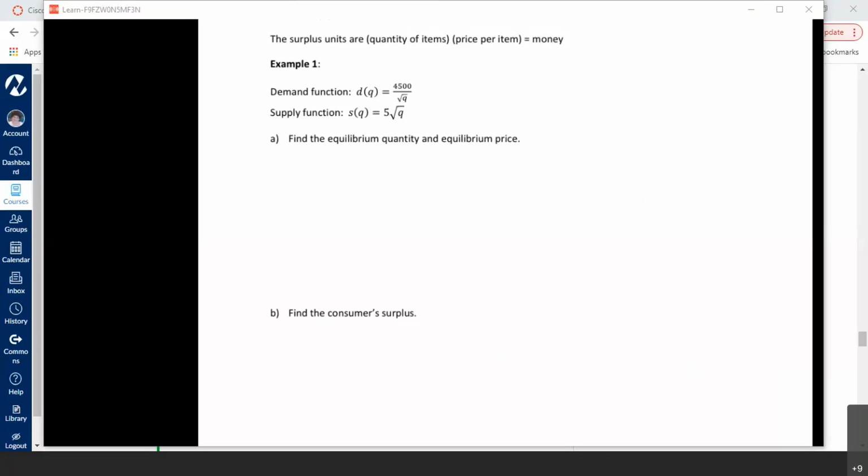In order to get equilibrium price, all you have to do is pick either the supply equation or the demand equation and put in your Q value. Okay, so try that and see if you can get the equilibrium price. Meanwhile, I'm going to see if I can try another approach here.